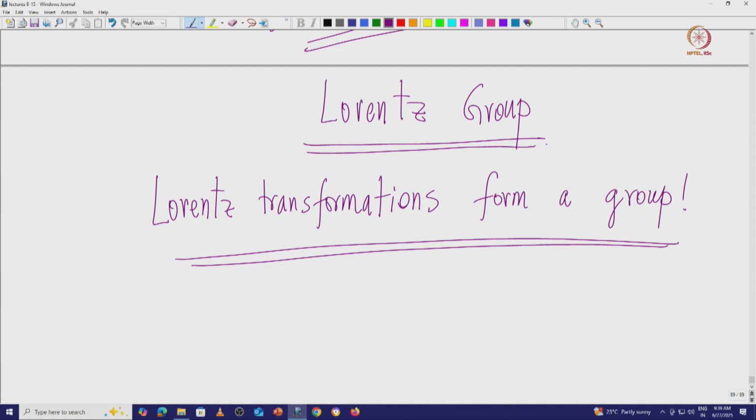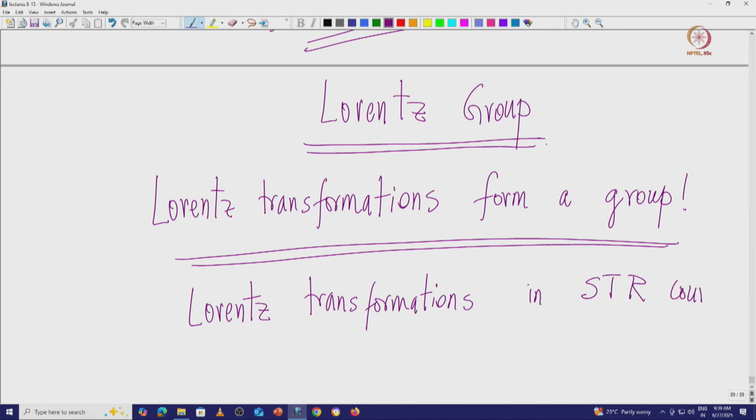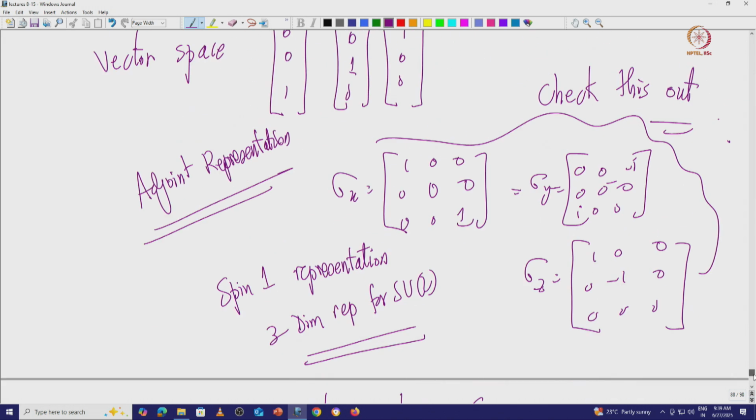To understand this, let's start with what are Lorentz transformations. Most of you have studied Lorentz transformations in your STR course, which is a prerequisite for our course, but anyway I will recapitulate some of the important topics which we need to discuss.